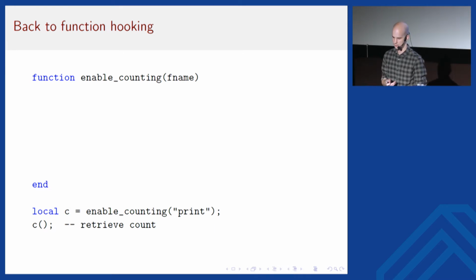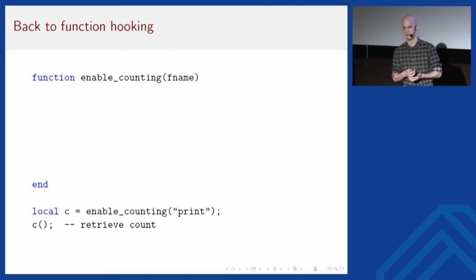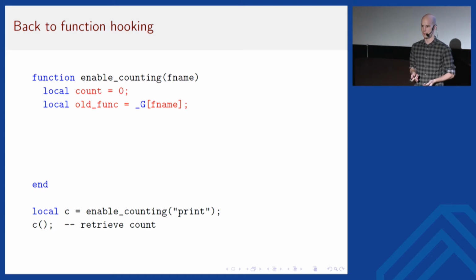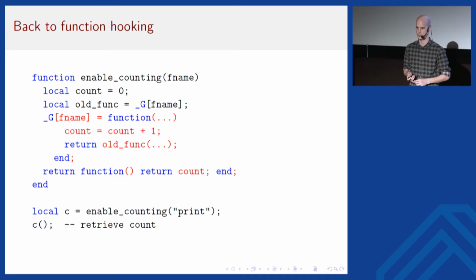For example, if we go back to the example for function hooking, I can actually write a function that allows me to install this counting mechanism on any function whose name I give as a parameter to this function. So as we see here, we again want to enable counting for the print function, and what happens is it will just fetch this original function from the _G table, then do the same trick again with installing the count and saving that function back to the _G entry where the original function lived.